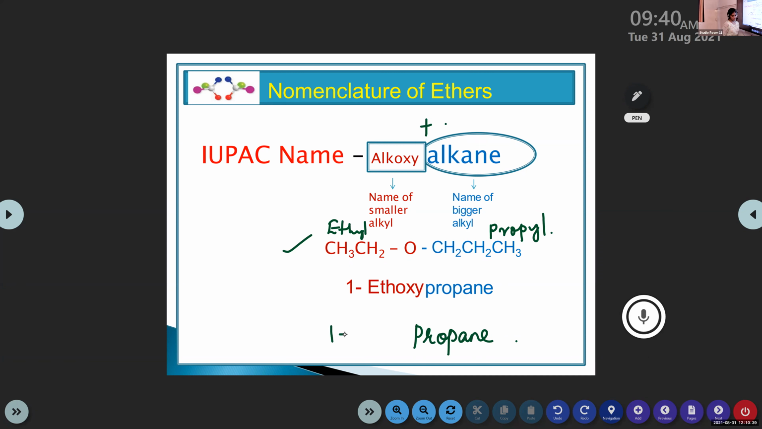That is 1. It's not important to write the position in the case of ethers if only two groups are present there. If substituents are there, you need to represent the position. Otherwise, no need to represent the position. So 1, then here one ethyl group is added with the word oxy. So 1-ethoxypropane. That's the method of writing the IUPAC name.